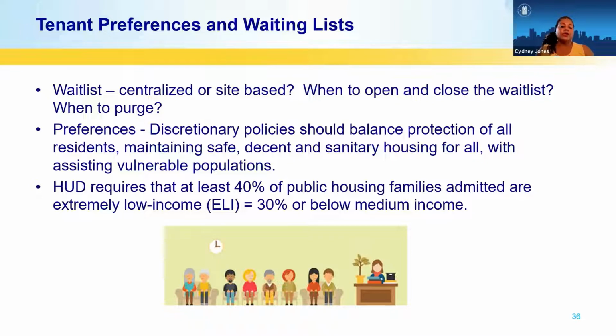HUD requires that at least 40% of public housing families who are admitted within a fiscal year have incomes that are extremely low. So HUD says at least 40% of your families must be extremely low. Now you can offset that with the Housing Choice Voucher Program, but we want to make sure that we're serving the most vulnerable populations, and HUD wants to do that by making sure that at least 40% of your new admissions are extremely low income. And let's go to the next slide.